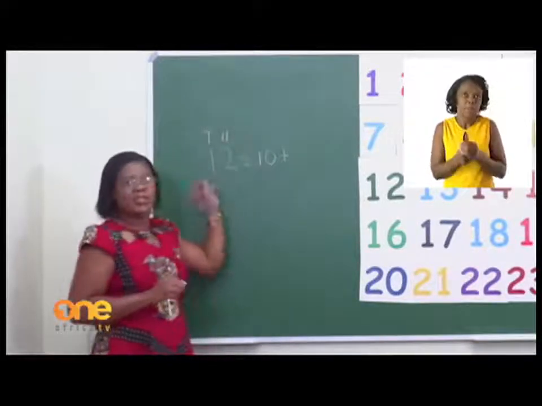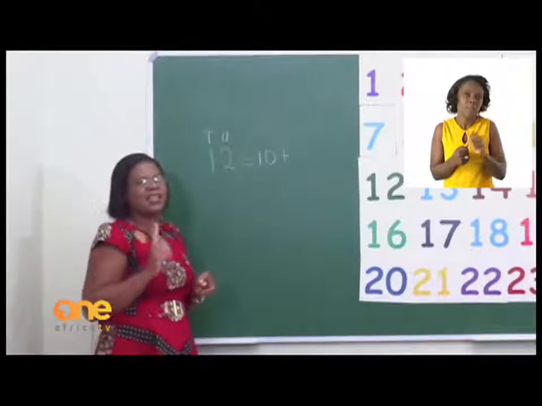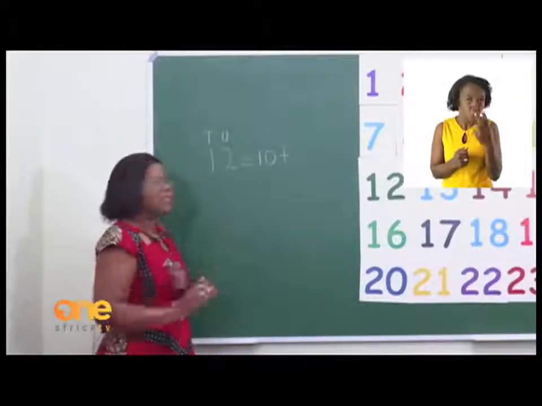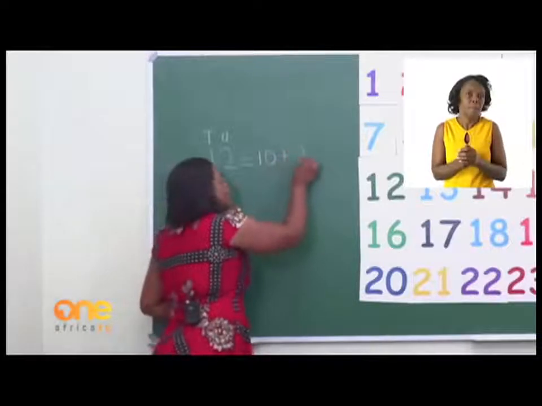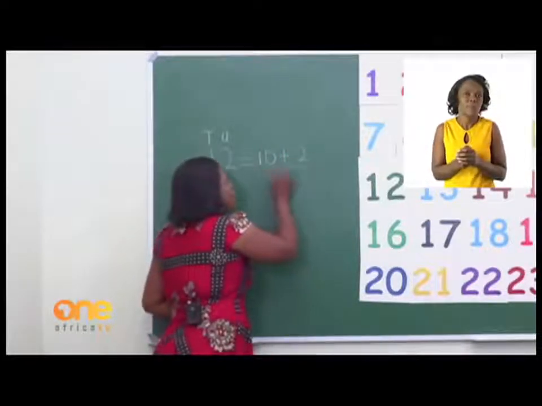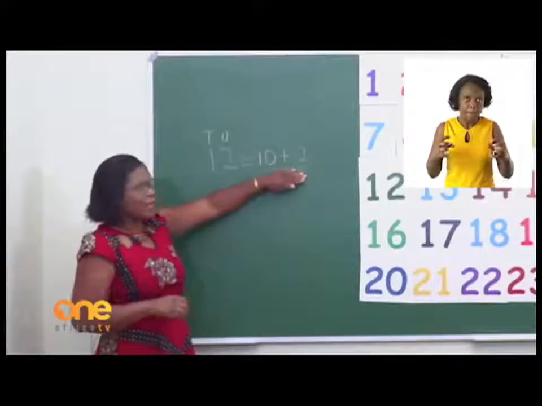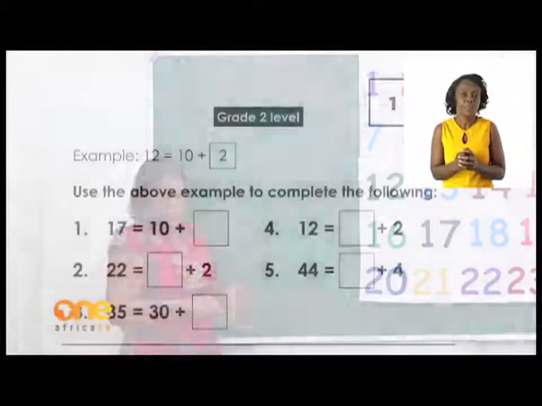And how many units? Remember the units are just like that. So the unit is a 2 and it remains a 2. Therefore we write our 2 there. So we have broken down this 12. So that is how we do it.